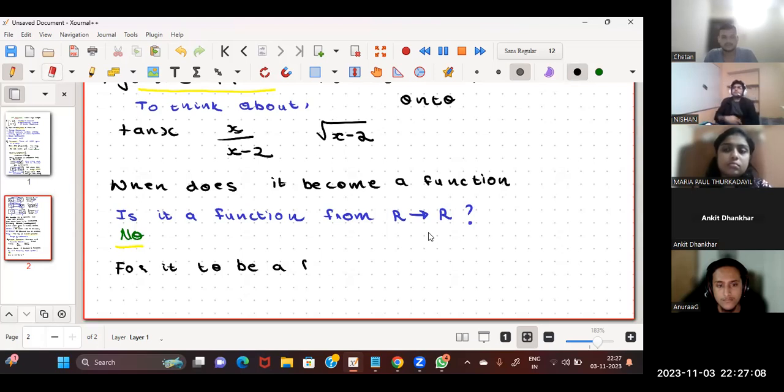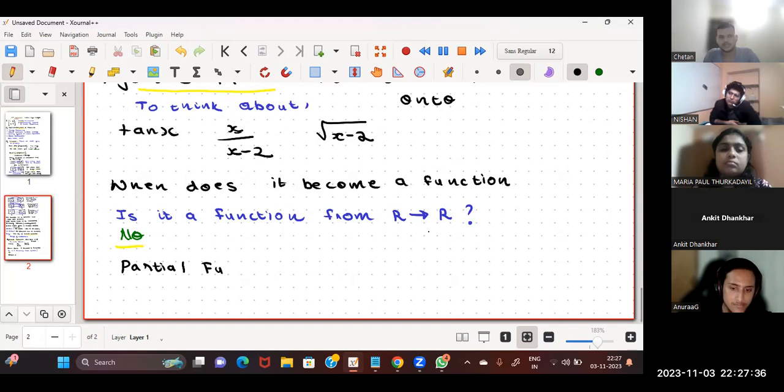Another example. But stepwise functions are defined for every input. They're discontinuous, but they're defined for every input. So they are functions. These are actually partial functions. If you want, I can elaborate on that a bit more once we are done with our discussion. Partial functions are such functions which are not defined for all the inputs.